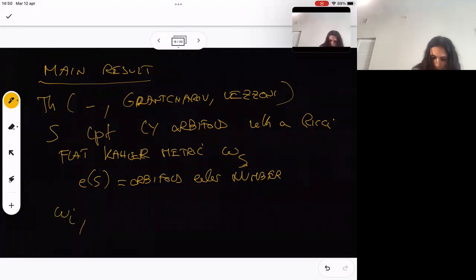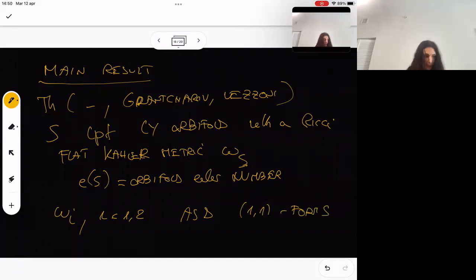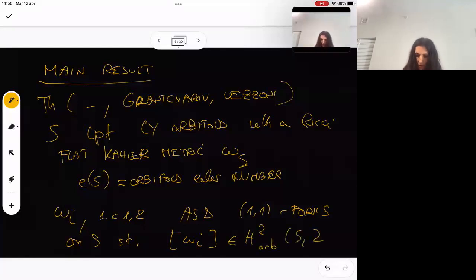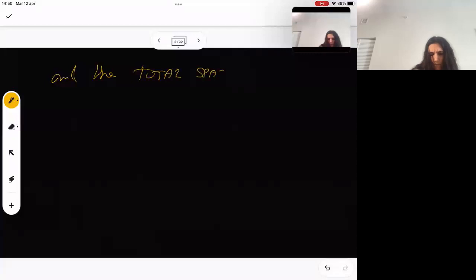So let's take. First we need two forms, omega_1 and omega_2, anti-self-dual (1,1) forms on S, such that, up to a factor 1/2 pi, the classes determined by omega_i are orbifold integer classes. So even in this case, you can extend the generalized theorem, and then you will talk about the total space of a principal T2 orbifold bundle.